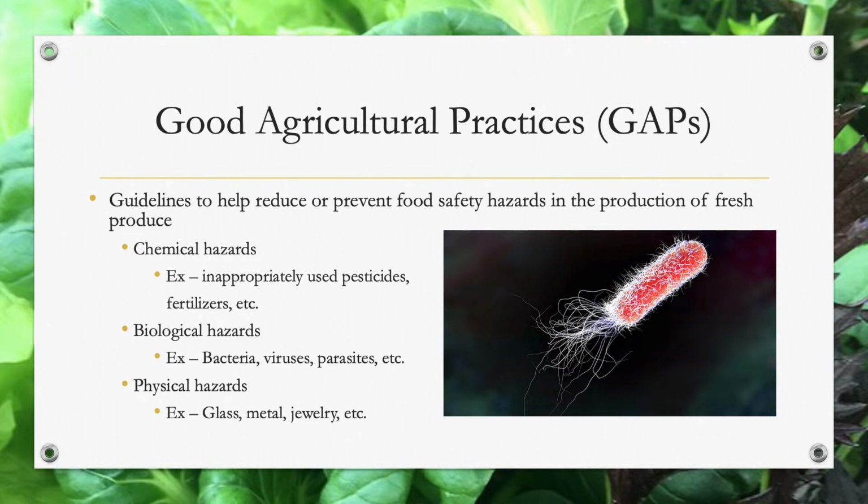physical. Chemical would be something along the lines of inappropriately mixed pesticides or fertilizers or any kind of foliar treatment. Physical would be something like broken glass, a shard of metal, jewelry that broke and got into the product. And then biological hazards is mostly what we're focusing on here, particularly human pathogens, things like E. coli, salmonella, listeria, etc.